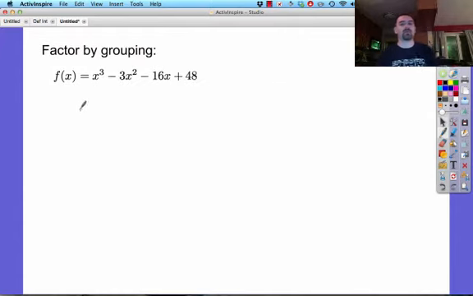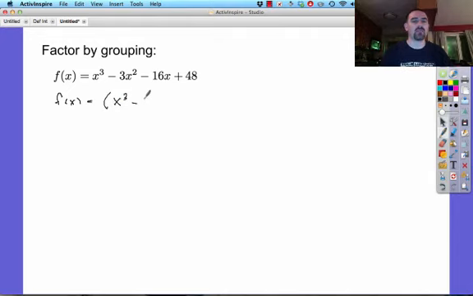The second method is called factor by grouping. And many of you have done this before. Factor by grouping is a little tricky. What we have to do is pair these up. Usually it's 4 terms, and we have to pair it up in a way so that we see things in common between the pairs. So let's just start with the pairs we have so far.